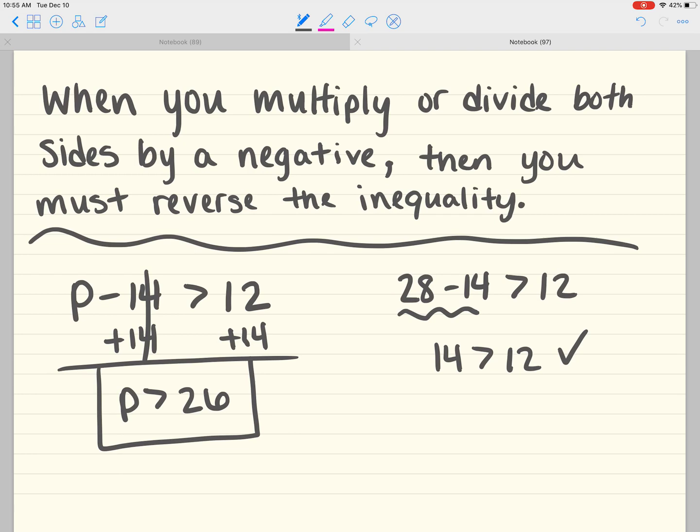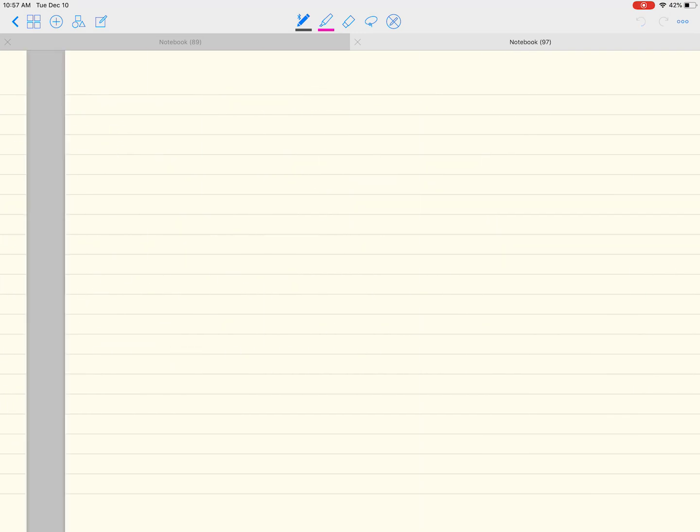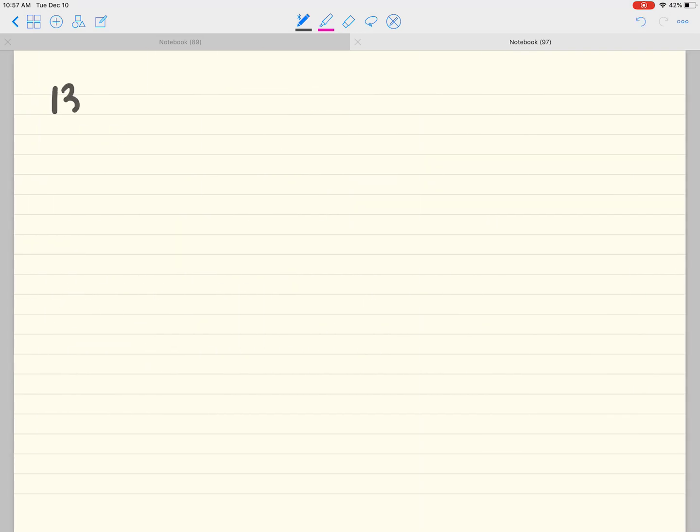Can you choose any number that you want? It has to be greater than 26, but can I choose any number that is greater than 26? Yes. Okay? I wouldn't go crazy on that. I wouldn't start choosing numbers in the thousands, right? But just choose a number that's bigger than that. All right. Let's do 13 minus 3n is less than negative 8.